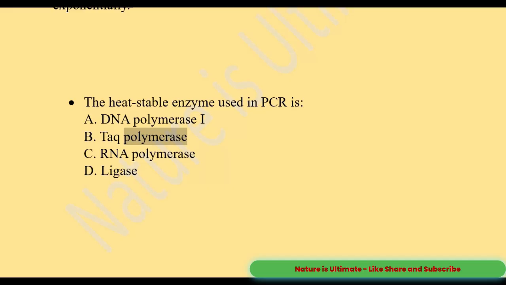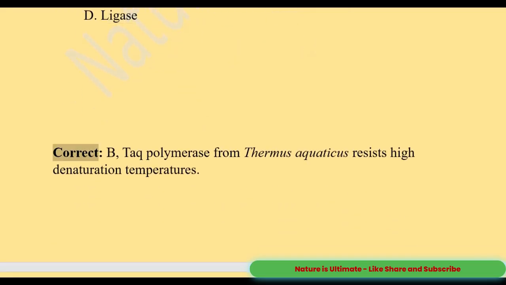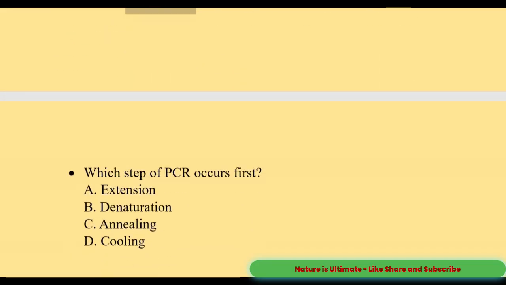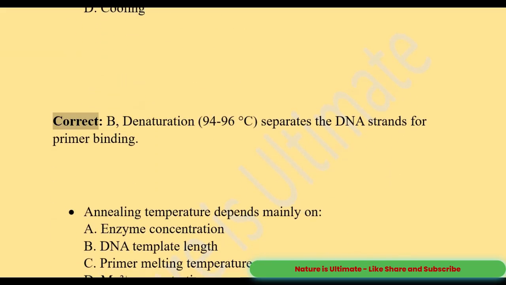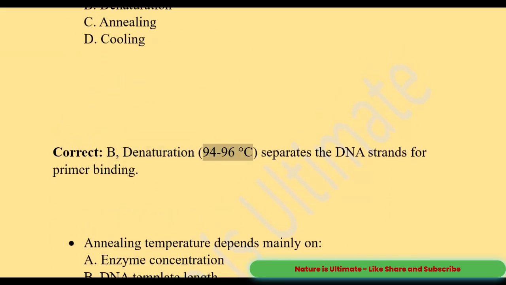Taq polymerase, C. RNA polymerase, D. Ligase. Correct. B. Taq polymerase from Thermus aquaticus resists high denaturation temperatures. Which step of PCR occurs first? A. Extension, B. Denaturation, C. Annealing, D. Cooling. Correct. B. Denaturation, 94 to 96 degrees Celsius, separates the DNA strands for primer binding.